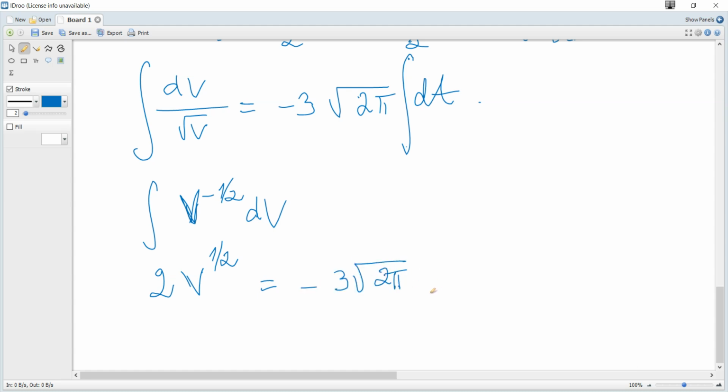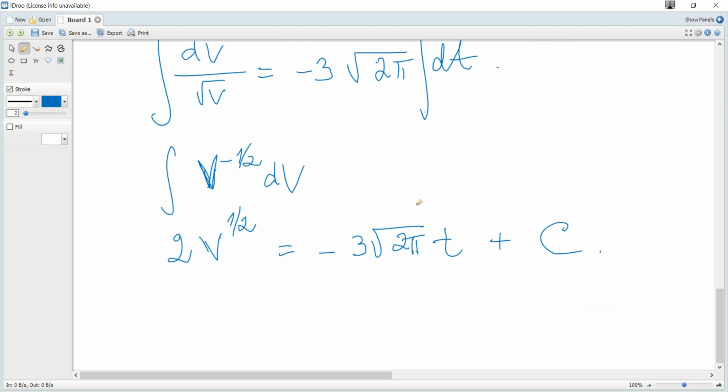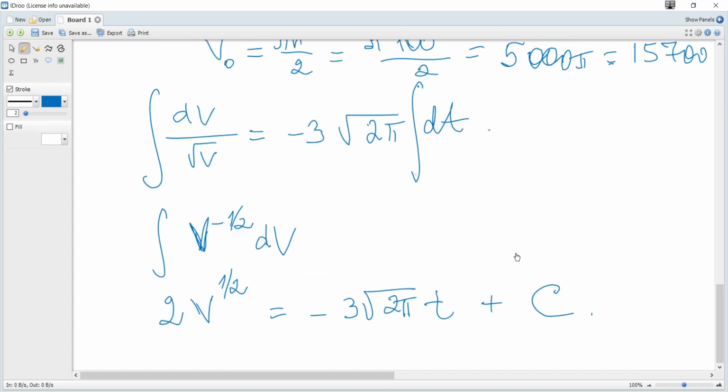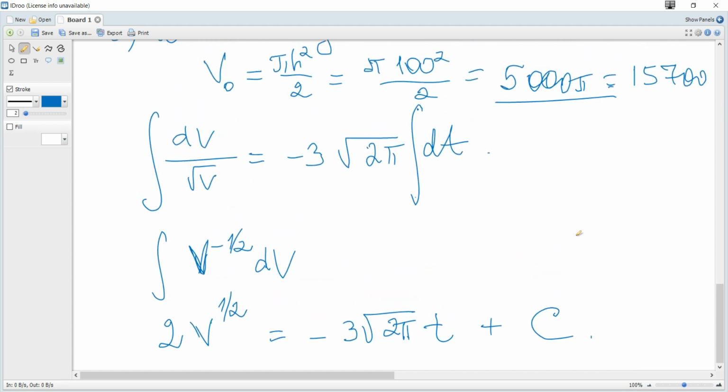It's just a constant times the integral, it's the constant multiplied by the result of integration, and the integral of 1 dt is just t, and plus constant. And when we use indefinite integrals, we need to find this constant, and to find the constant as usual we need what? Some additional information. And an additional information here can be the initial volume. So when t is 0, volume is 5000 pi.